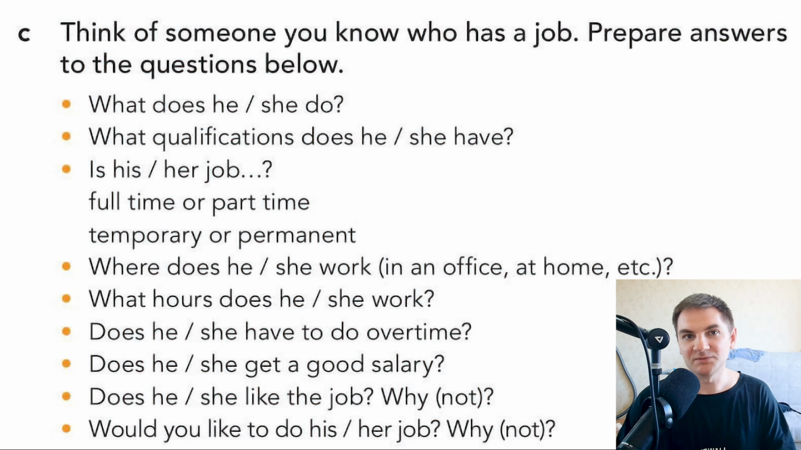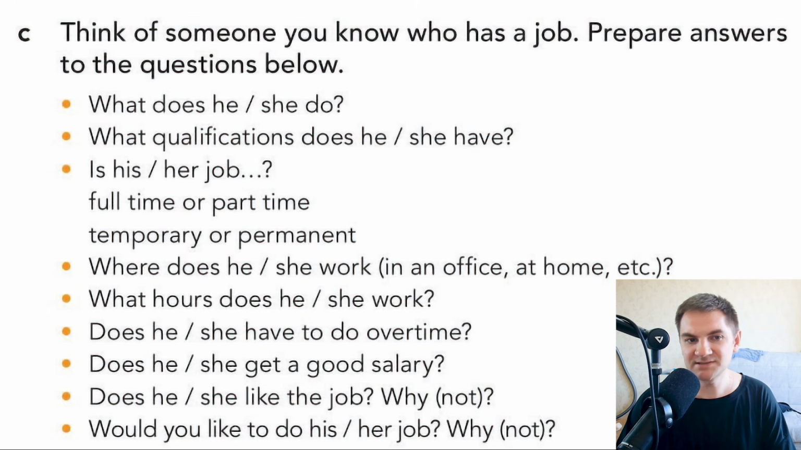For my example, I'll talk about my best friend. So, what does he do? He is an IT specialist. I'm not exactly sure about his day-to-day tasks, but I know he writes code, reviews other people's code, and works as part of a team on a big project.